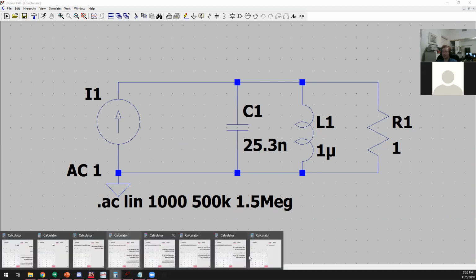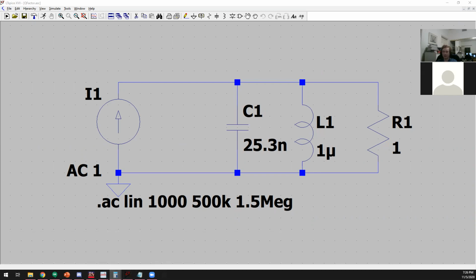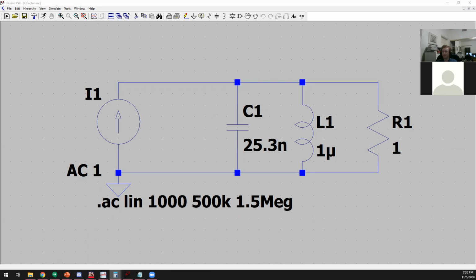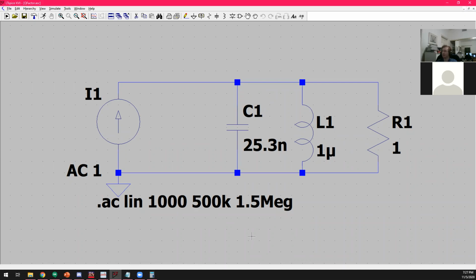let me pull in a calculator. Where's my calculator? The calculator's not appearing. Let me try that again. I have no idea where my calculator is, so believe me when I say that the resonant frequency of this is 1 megahertz. And I stick a 1 ohm resistor here.